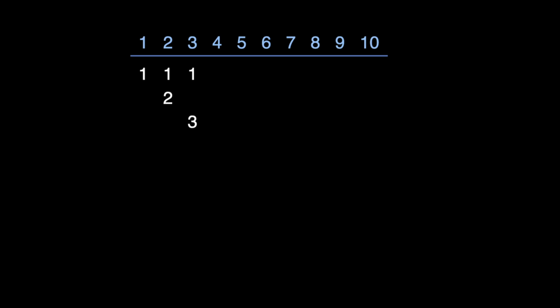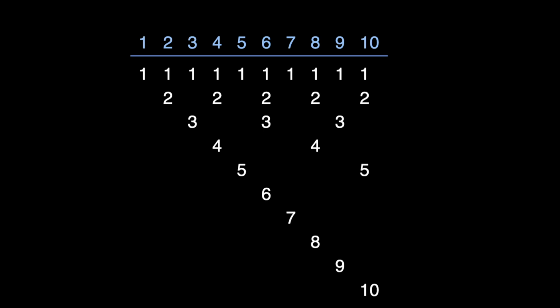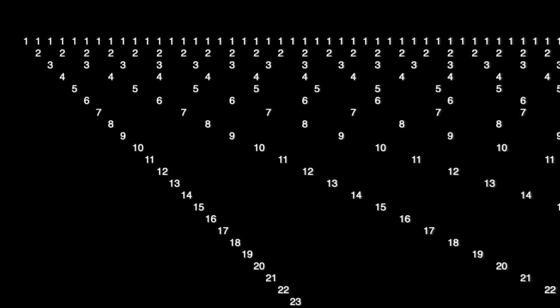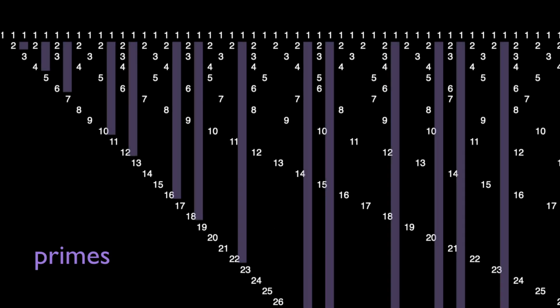The divisors of 4 are 1, 2, and 4. 5 is prime, so it only has 1 and itself as divisors. 6 is a highly composite number, having more divisors than any smaller number, and so on. A pattern starts to form, and it becomes more interesting as we move farther along the number line. It's easy to spot the primes because they have vertical gaps between 1 and themselves.